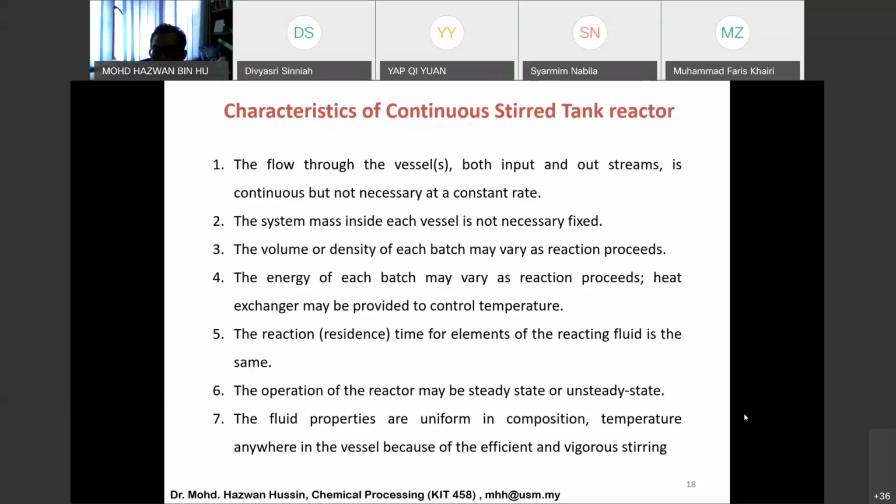Next, the operation of the reactor may be steady state or unsteady state. I think just now for the batch reactor, it is unsteady state. But for the CSTR, it can be either steady or unsteady. The fluid properties are uniform in composition and temperature anywhere in the vessel because of the efficient and rigorous stirring.